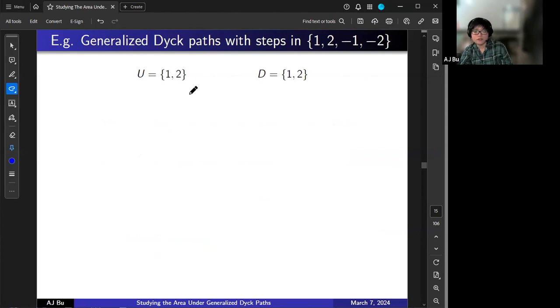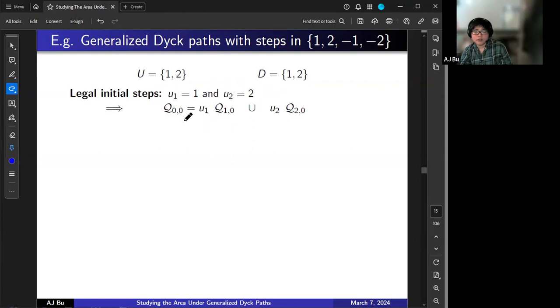Okay, so let's show this process, but with the example we've been using of the generalized Dyck paths with steps given by 1, 2, -1, -2. So we already talked about how our set U is going to be equal to 1, 2, and our set D is also 1, 2. So the possible initial steps are U1, to go up 1 unit, or U2 to go up 2 units.